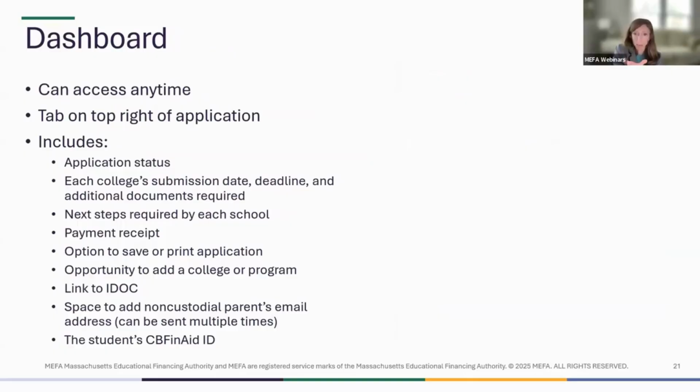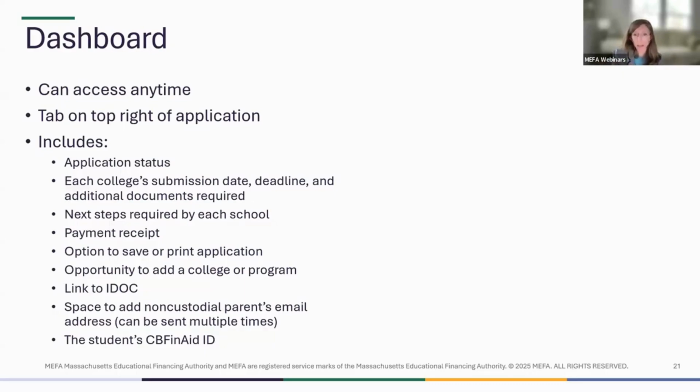It'll say, I've applied to Boston University. I've submitted my application on this date, and that's going to be for every single school. It's also going to show you the school's deadline and any additional requirements that school is requiring. Next steps as well. It'll show your payment that you have officially paid. This will be where you can also go back in and print the application or save it to your desktop if you want.